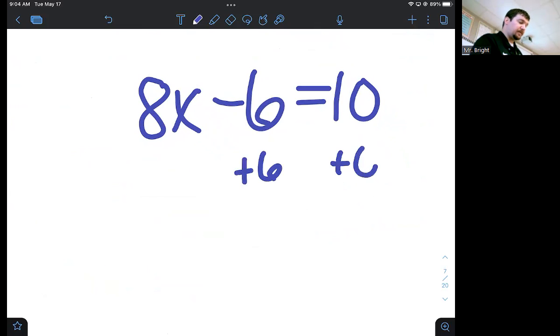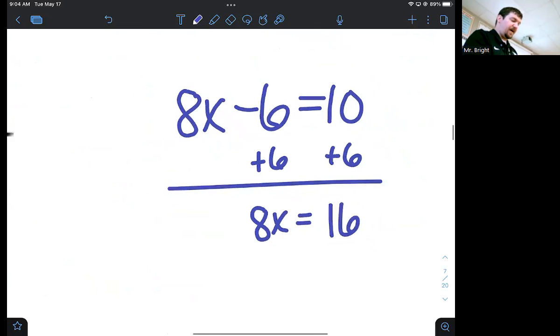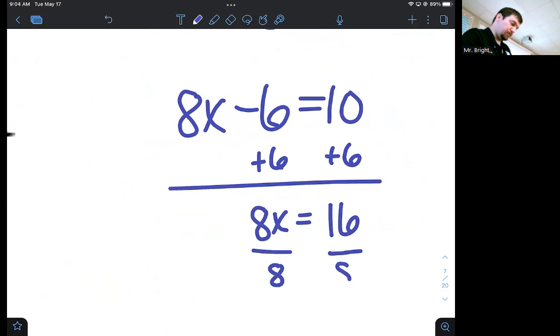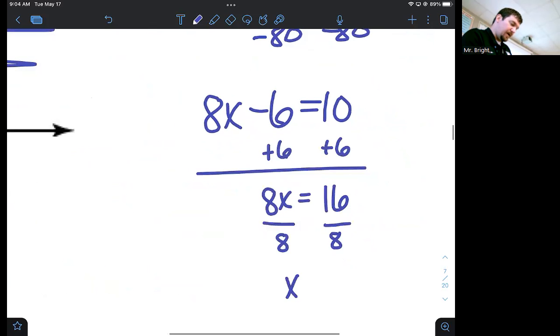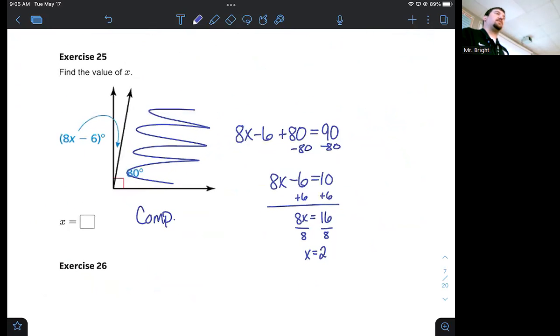Add 6 to both sides. 8x equals what? 16. Okay, divide by 8. X is equal to 2. So x equals 2. That little sliver equals 10. The whole thing equals 90. But again, x has to equal 2.